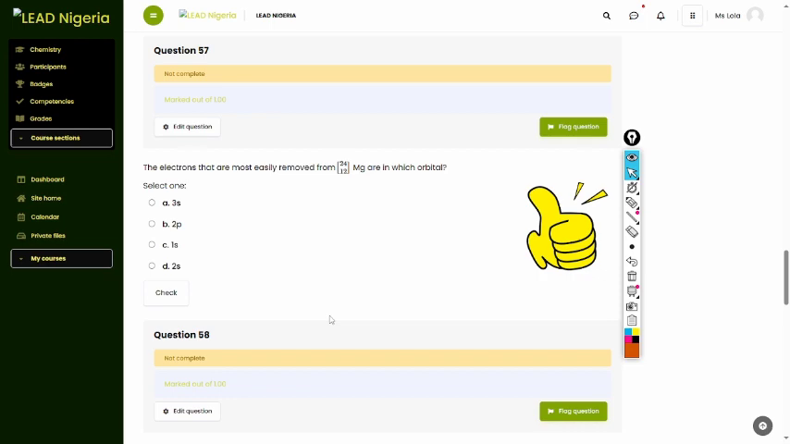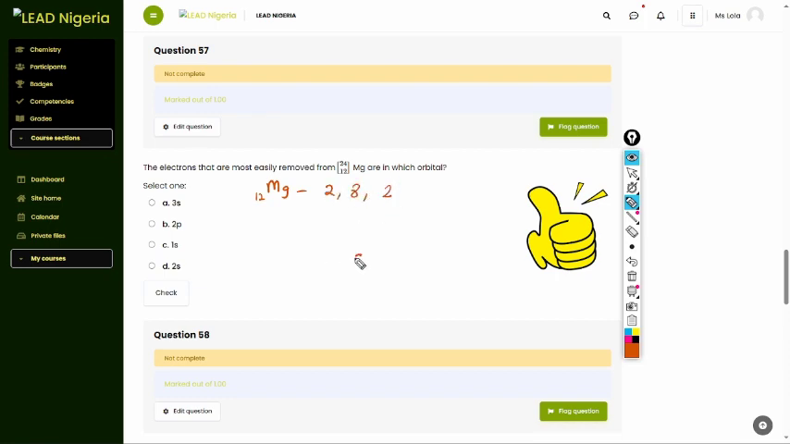The electrons that are most easily removed from magnesium are in which orbital? Okay. So if we draw the atomic structure for magnesium, we can tell which electron would easily be removed from the orbital. So magnesium has an atomic number of 12, and that is 2, 8, 2.